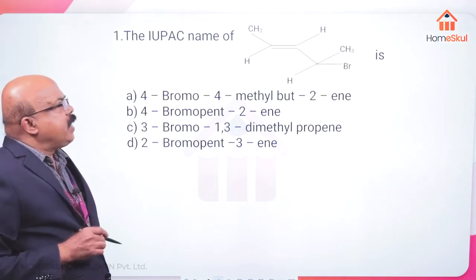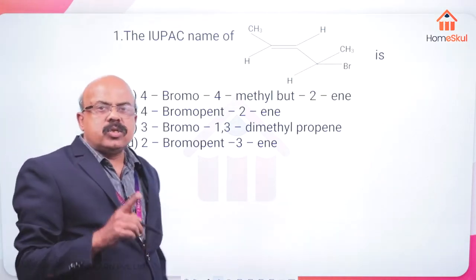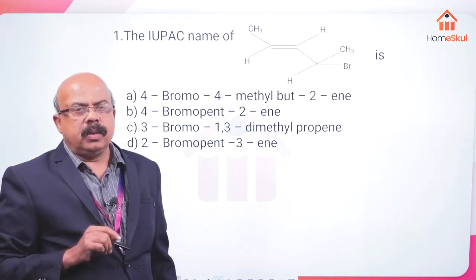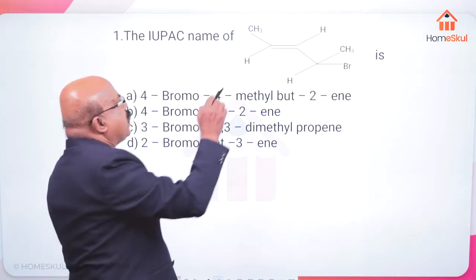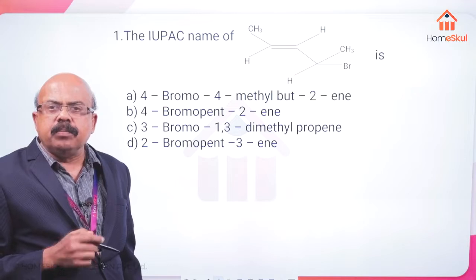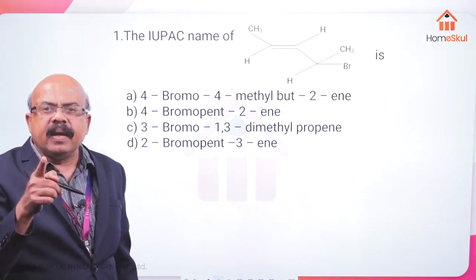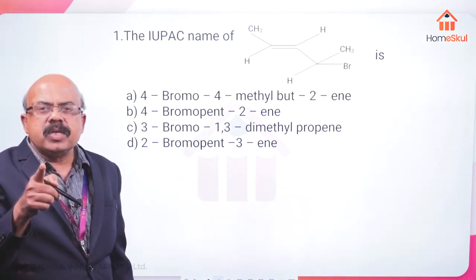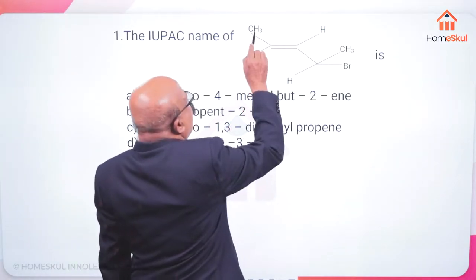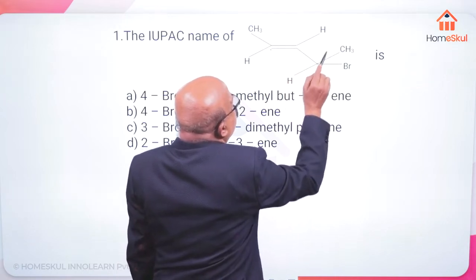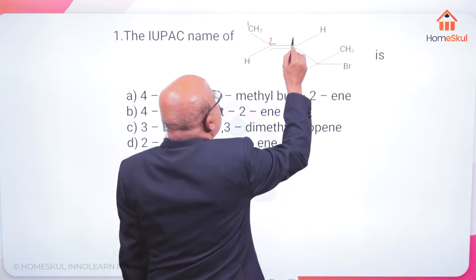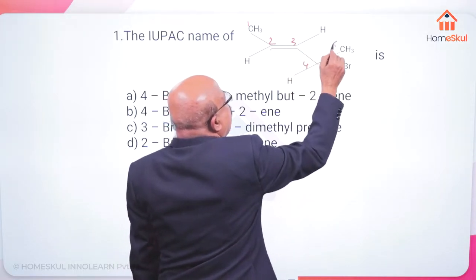In order to get the answer of this question, this is a halogenated compound having a carbon-carbon double bond. In this case, carbon-carbon double bond takes a higher priority than this halogen atom. So we can start numbering from the end that can give lowest number to the carbon-carbon double bond. It is a compound having 1, 2, 3, 4, 5 carbon atoms. Start numbering from here: 1, 2, 3, 4 and 5.